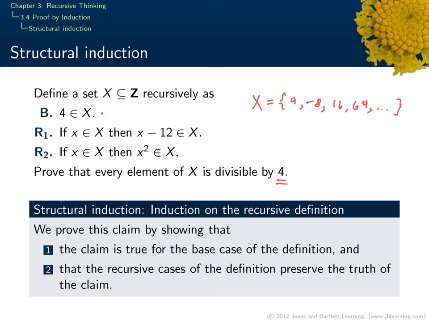So the way that we do this using structural induction is that we show this property is true in the base case, and then we show that the recursive cases of the definition preserve the truth of the claim. That is, let's suppose we have an X in our set that has the given property. When we apply the recursion to that X, we should get another object that also possesses the desired property. That is, suppose X in our set capital X is divisible by 4, then when we apply either one of these recursions, we should get a new object that is also divisible by 4.